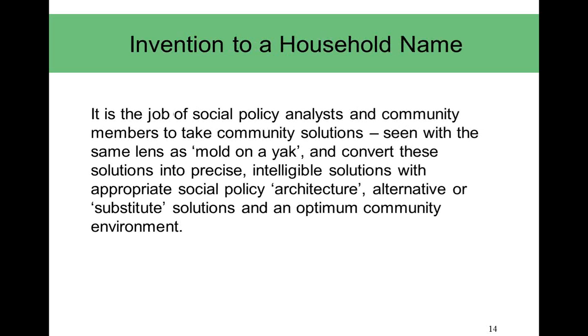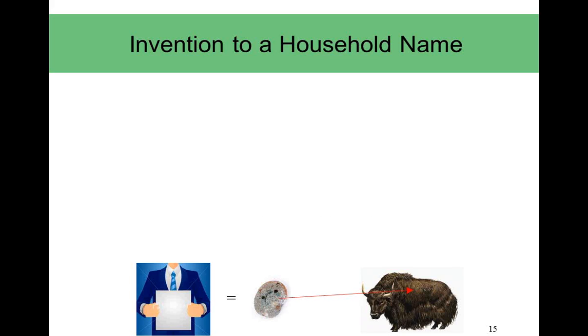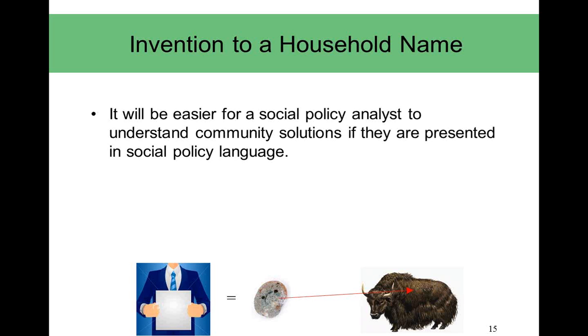So I say that it's the job of social policy analysts and community members to take community solutions that are seen with that same lens, as sort of quaint, and convert those solutions into precise, intelligible solutions with appropriate architecture, with alternatives and substitute solutions, and talk about an optimum community environment in which those things would work. So let's take invention to a household name.